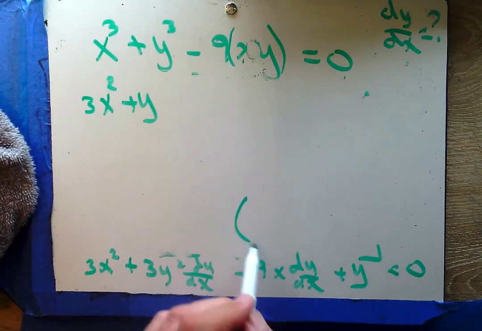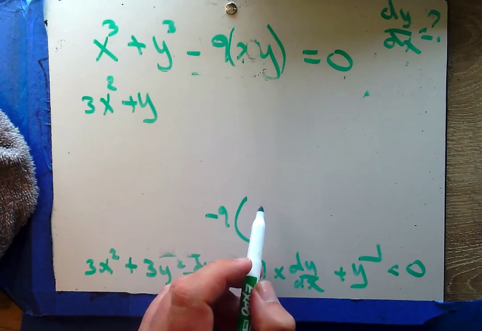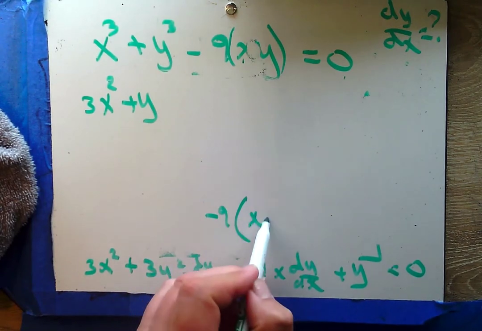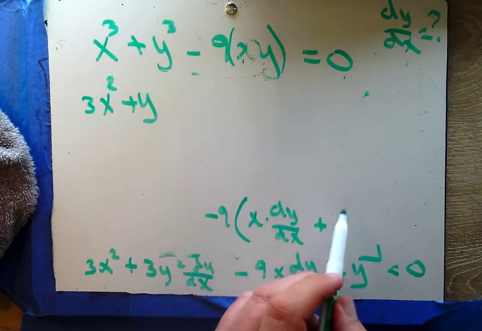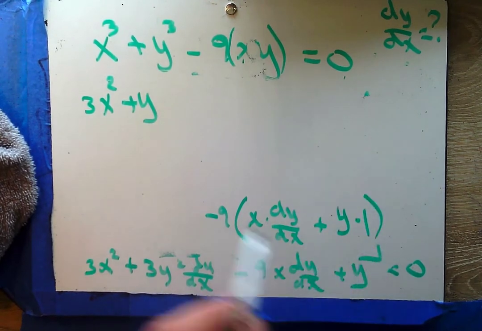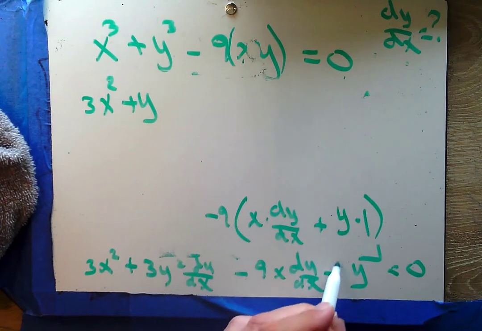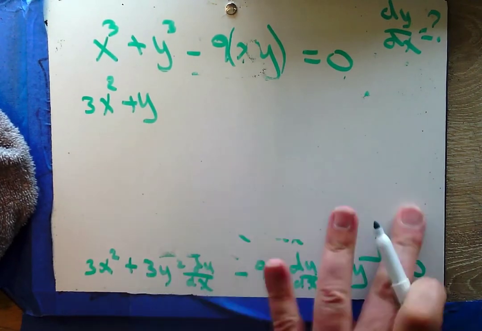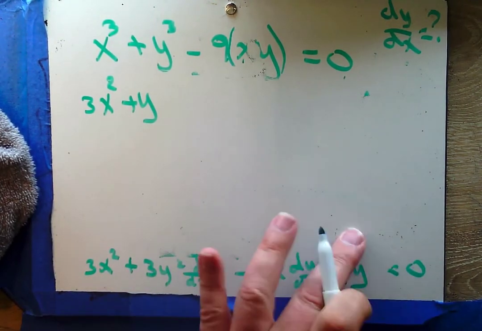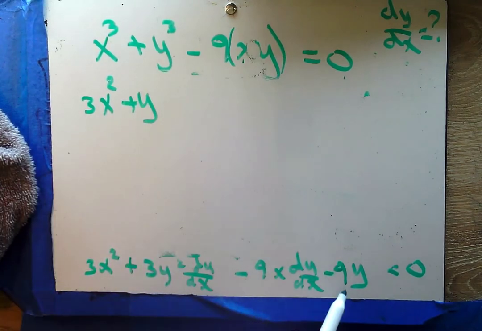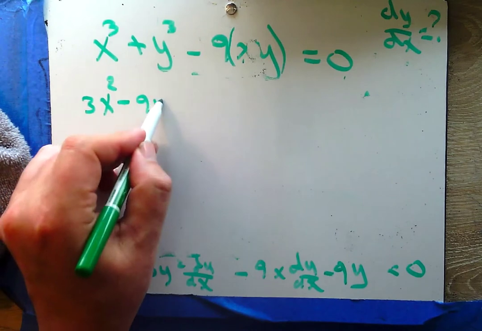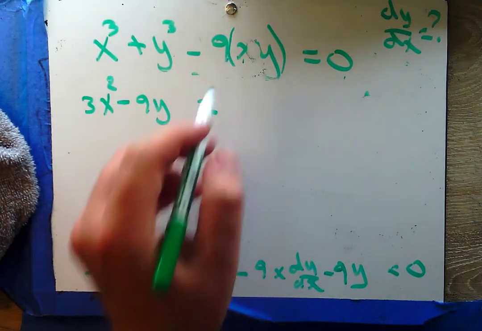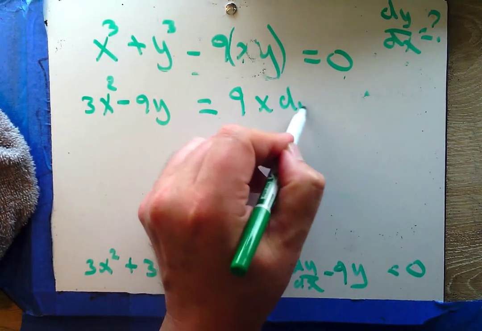Excuse me. Gotta go back here for a second. This dy dx plus y times 1. Yes, that's -9y there. Okay. So we move that minus y. And the dy dx stuff went to the other side.